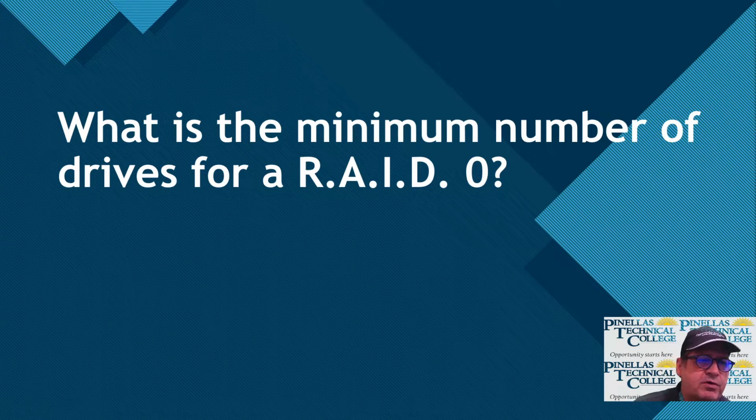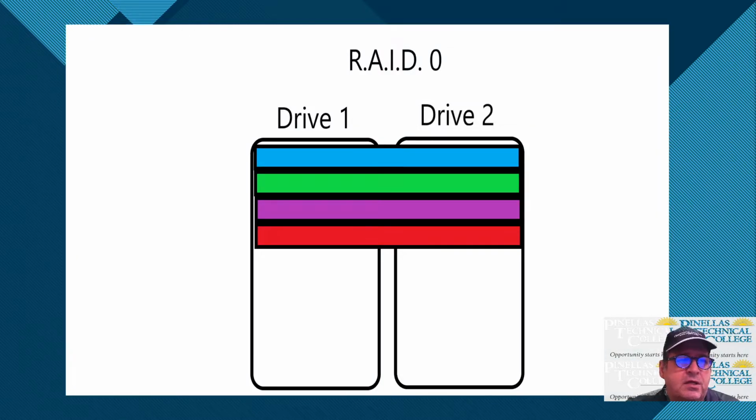So, the minimum number of drives for RAID 0. The minimum number for RAID 0 is 2, and you'll see in the setup here. The way that it stores the data, you have to have a minimum of 2 drives because it stripes the data across both drives. RAID 0 is good for speed because it's writing across both drives at the same time, but it's not good for redundancy, because if one of these drives goes bad, you've lost all the data on it. There is no backup.